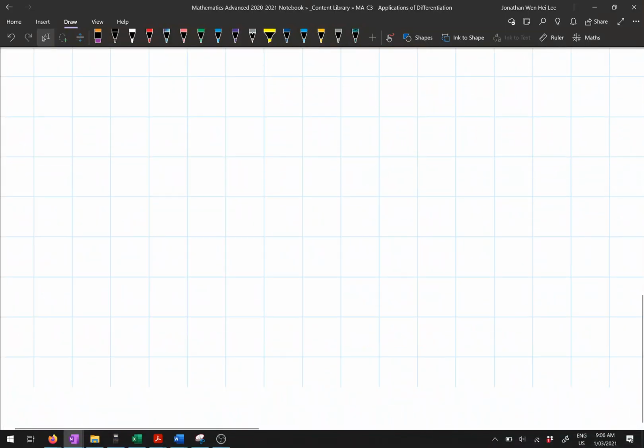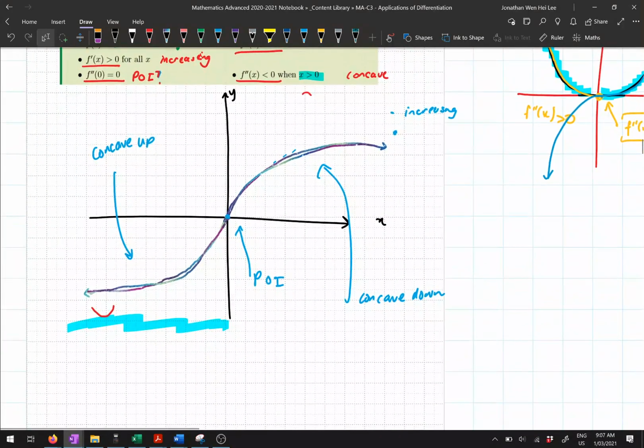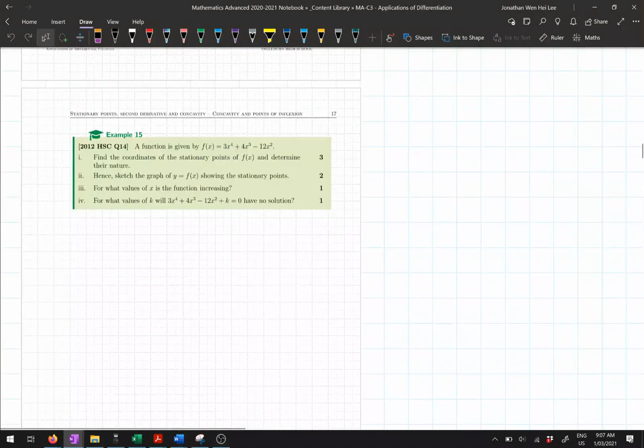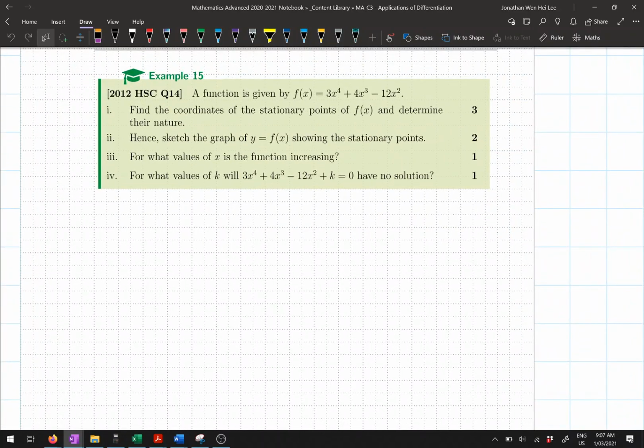Now, last lesson, a few of you away, we went through this example where we identified different parts of our curve. I didn't post a link now, did I? Very dumb of me. I'll do that. Okay, page 17. We're going to go through this example on page 17. I'm going to show you how we can actually use the second derivative to tell me what the nature of the stationary points are. So, this is from the 2012 HSC, Question 14.